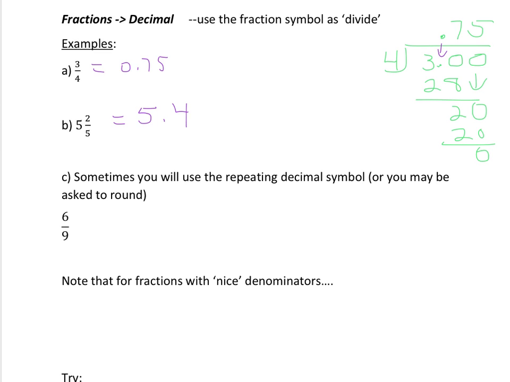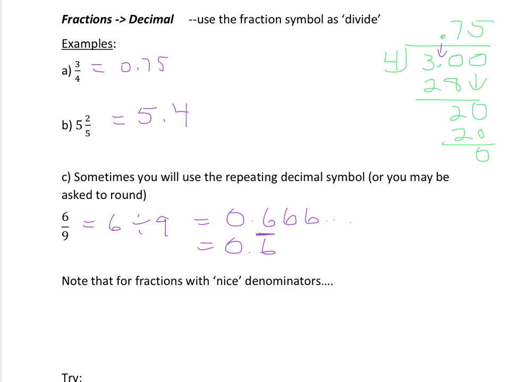And an example would be the fraction 6/9. If I do 6 divided by 9 on my calculator, I'm going to get 0 point, and the calculator might just not show that number ever ending. And we write that as 0.6 with a little line above it to show that that 6 repeats.